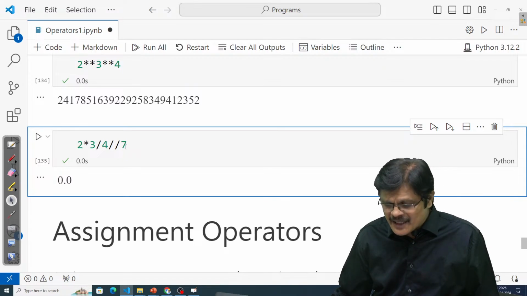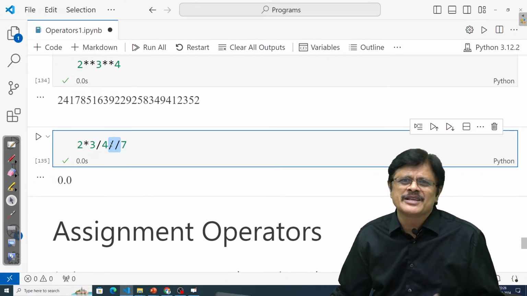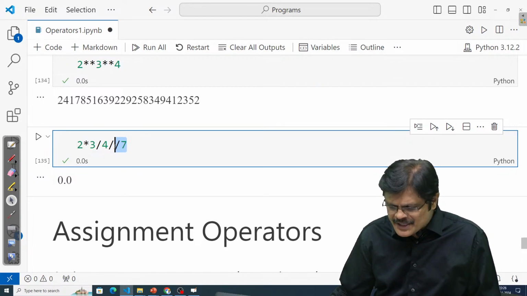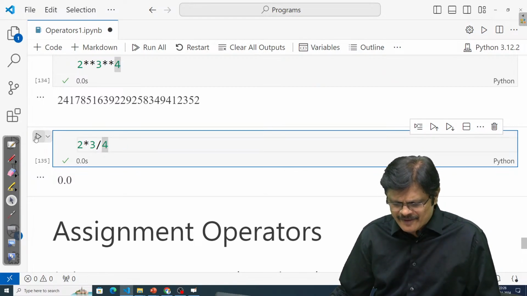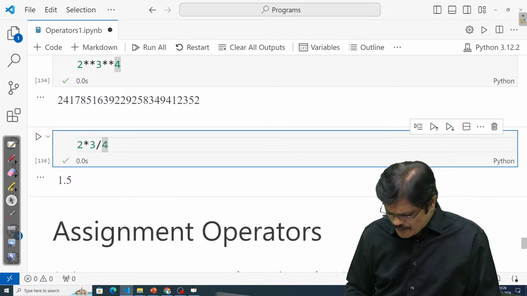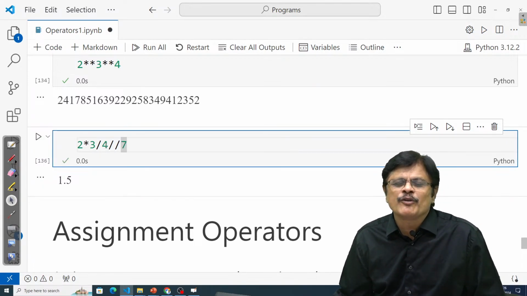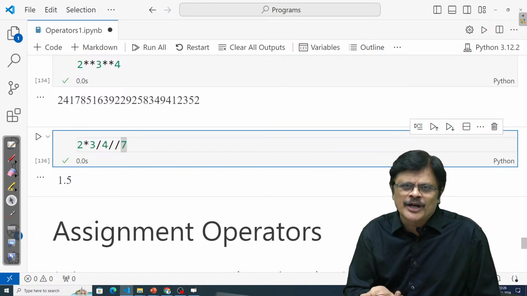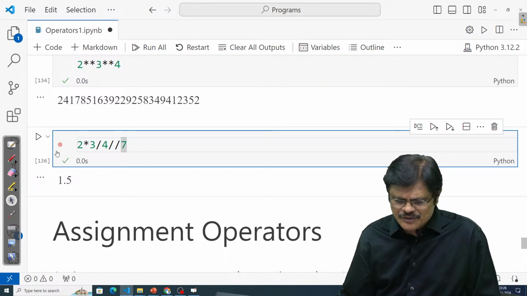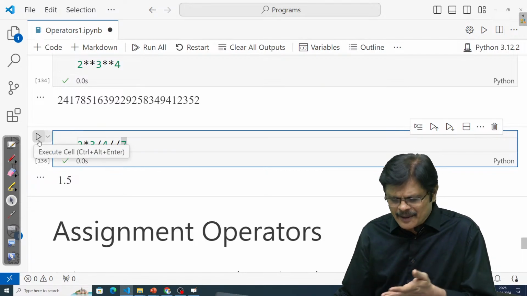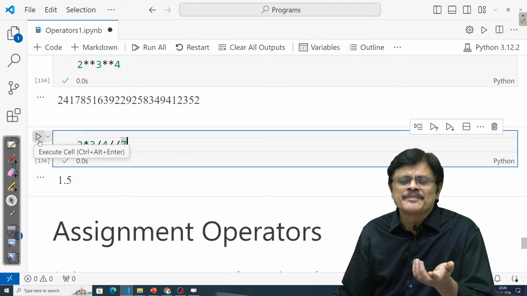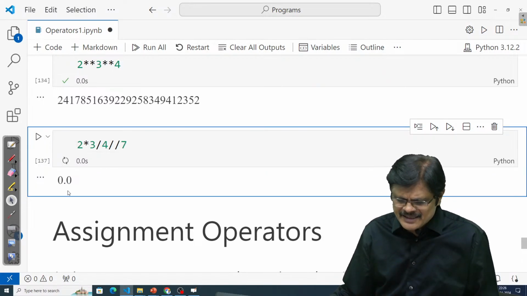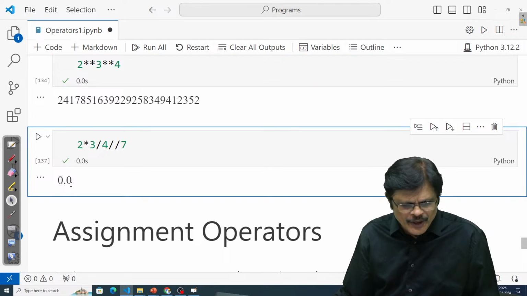Remember, floor division means what? When you do 7 divided by 1.5, up to here the answer is 1.5. So 1.5 floor division 7 means what, sir? 0 only, because 1.5 is smaller than 7, you are going to get the answer equal to 0. Hope you understand.